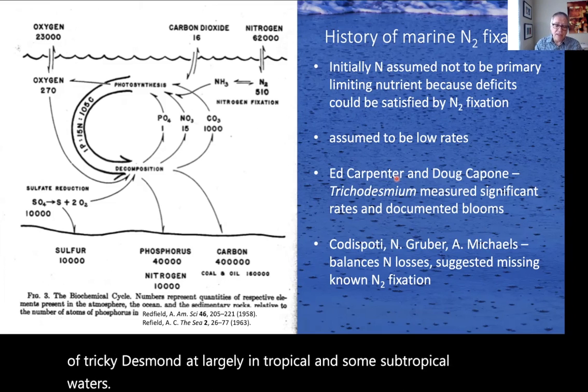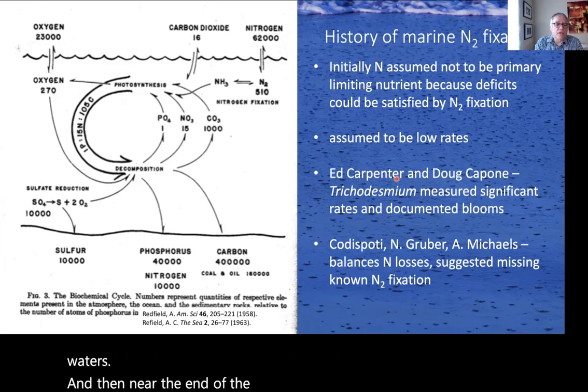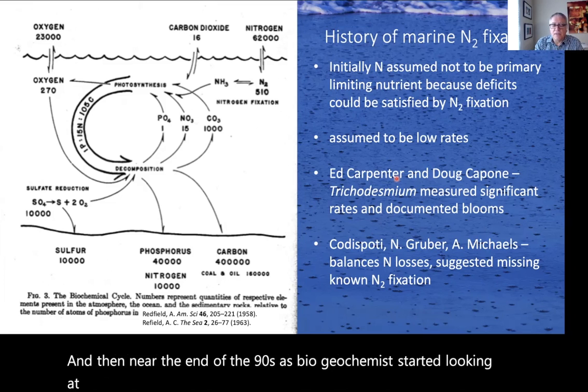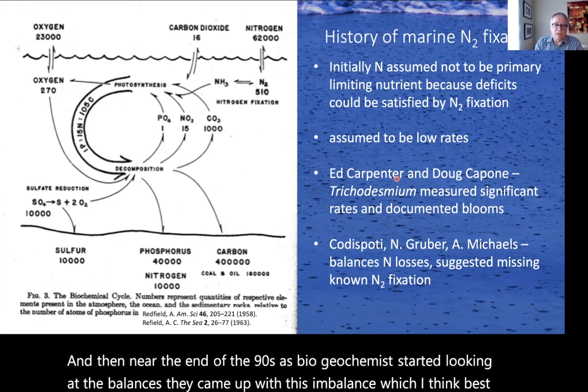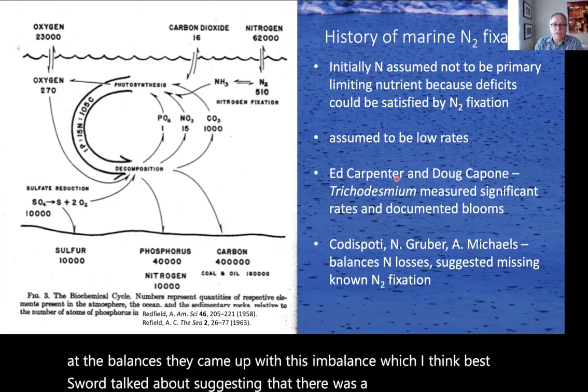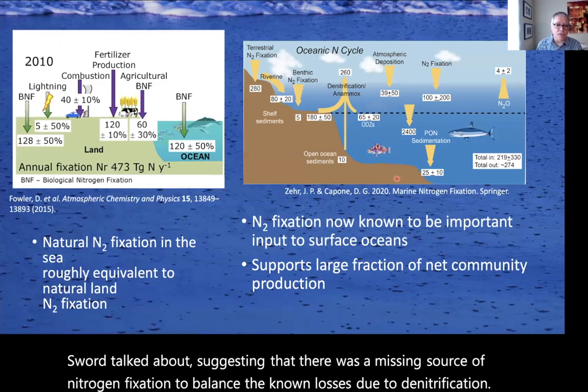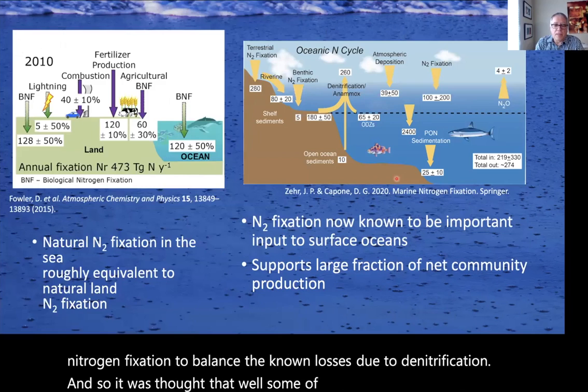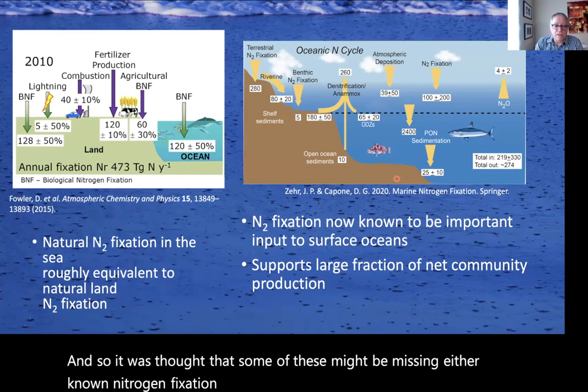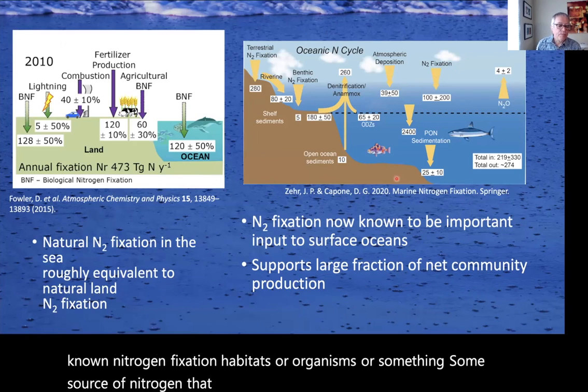And then near the end of the 90s, as biogeochemists started looking at the balances, they came up with this imbalance, which I think Bess Ward talked about, suggesting that there was a missing source of nitrogen fixation to balance the known losses due to denitrification. And so it was thought that, well, some of these might be missing either known nitrogen fixation habitats or organisms or some source of nitrogen that we didn't know about.